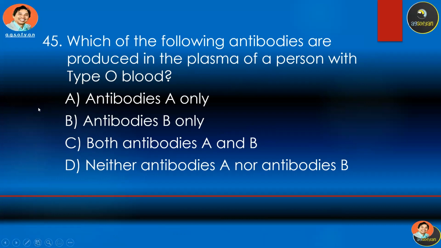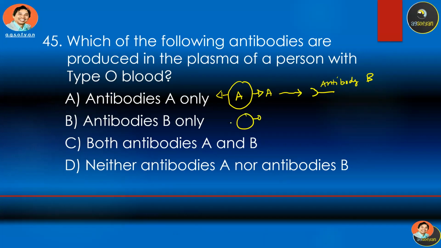Remember, blood type is based on the antigens on the red blood cell. If he carries A, then his blood type is A. Now, if he carries antigen A, then he only produces antibody B. He cannot produce antibody A because A and A will fight. So type A persons will produce B antibody.